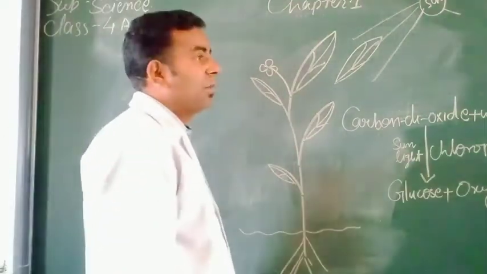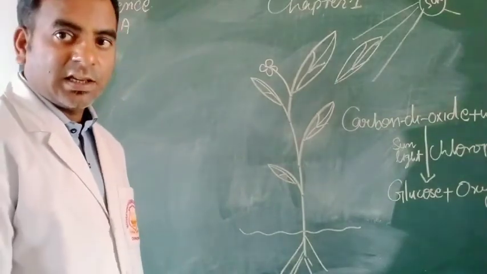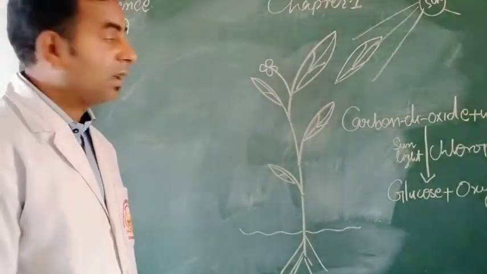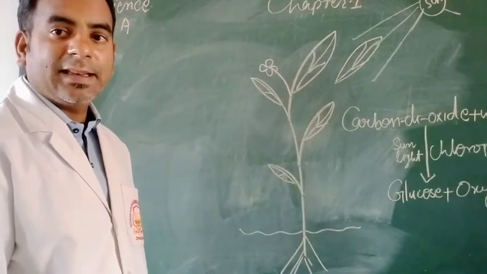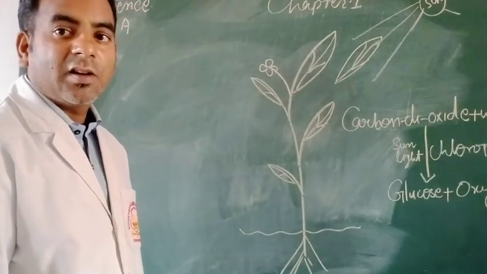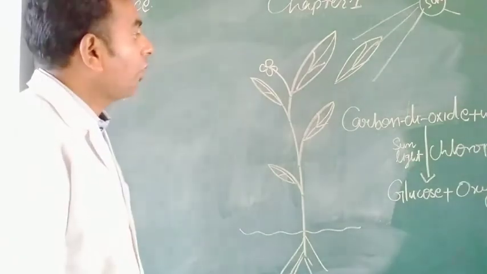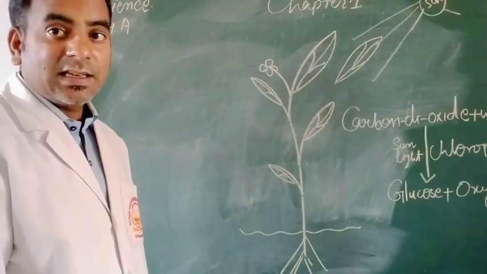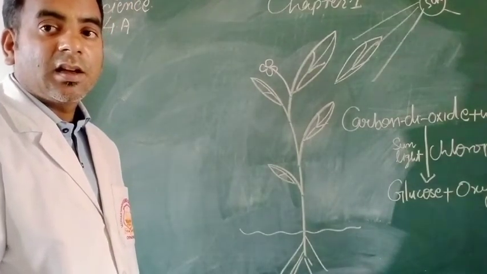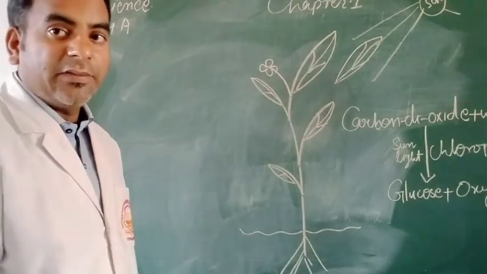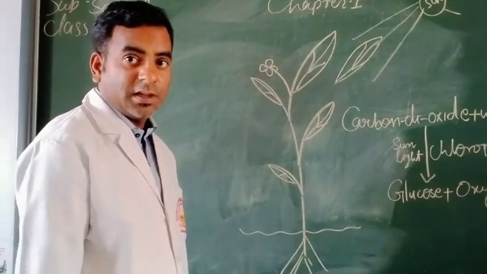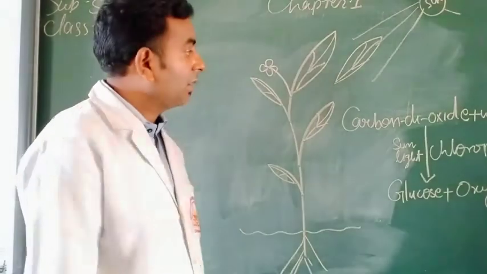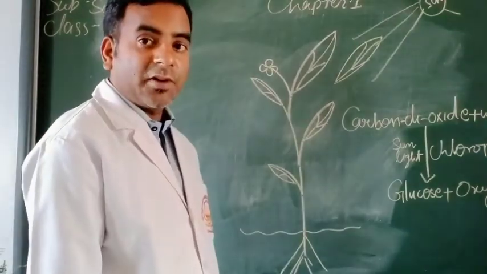So, in the presence of sunlight, leaves have a special thing called chlorophyll, and chlorophyll traps the sunlight. Where? In the leaf. Okay. And water: the root absorbs the water. Carbon dioxide plus water.